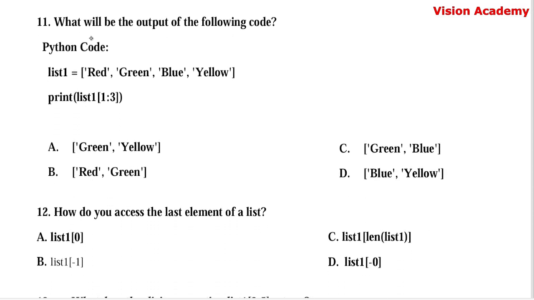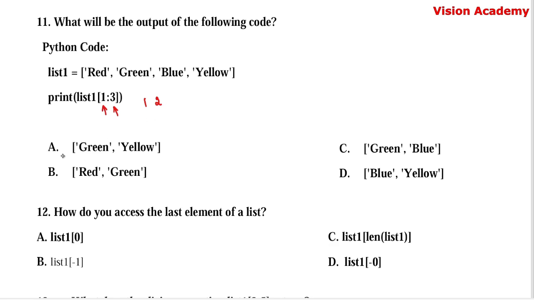Question number 11. What will be the output of the following code? Python code: list1 = [red, green, blue, yellow]. Print list1[1:3]. Here it is slicing, so first it must start with index number 1 and it must stop at index number 3, which is exclusive. So it must begin with index number 1, then index number 2, and it has to stop. Only these two index numbers' colors should display.